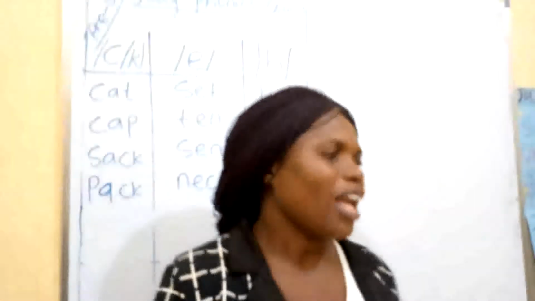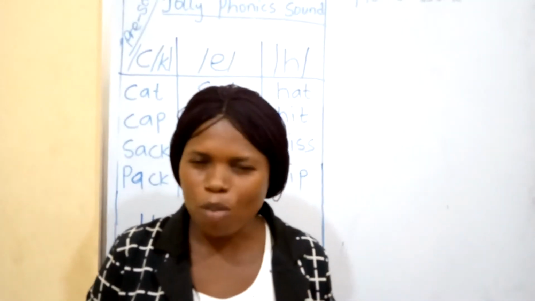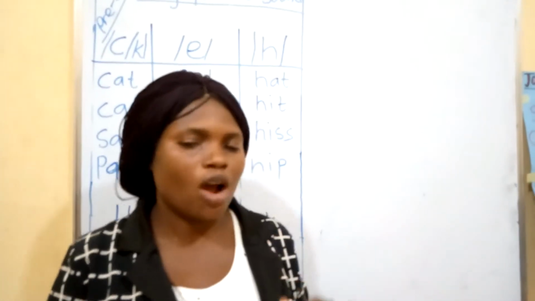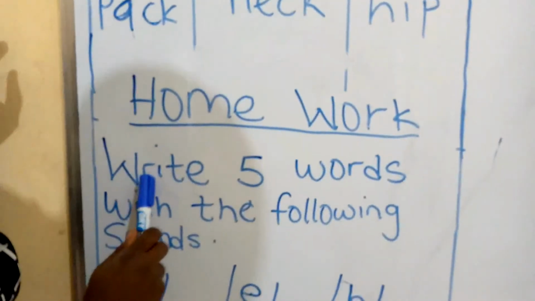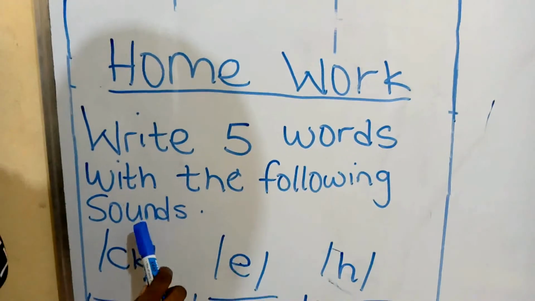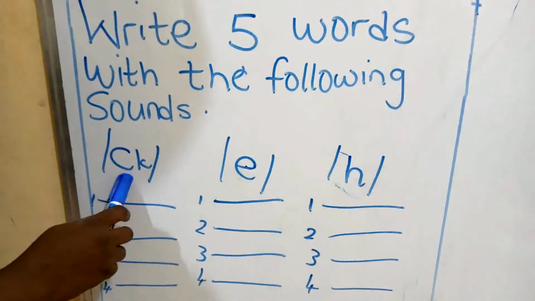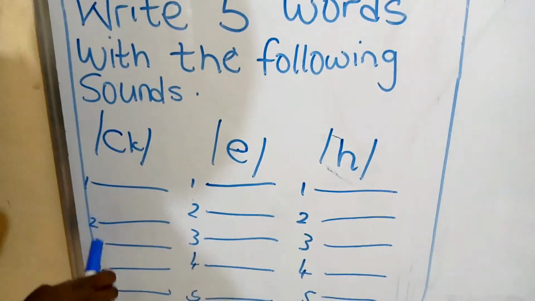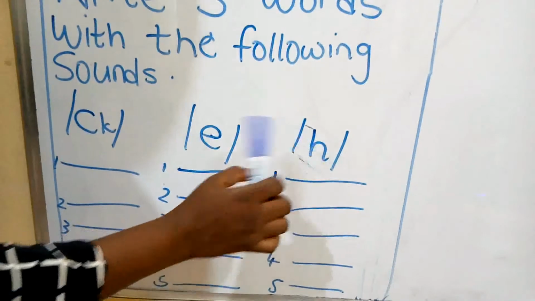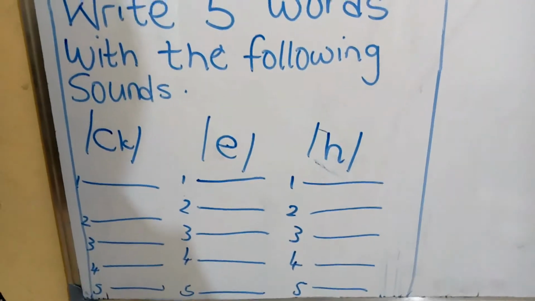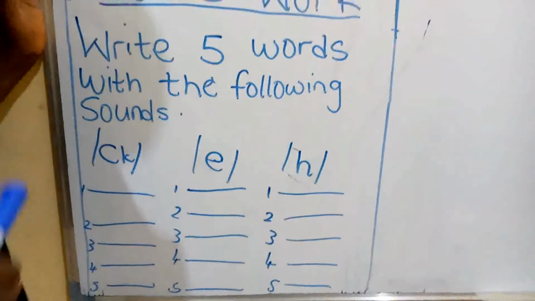All right. Okay, my lovely children. Before I go, I'll leave you with this homework. I hope you learned and understood the sound very well. Here is the homework. Write 5 words with the following sounds. K. You write it, 1, 2, 3, 4, 5. E. Write it also different words. Okay, that's lovely and good. I hope you write it very well. When you're writing it, sound it for mommy, sound it for daddy, sound it for Mrs. Vassy, because I will hear you.